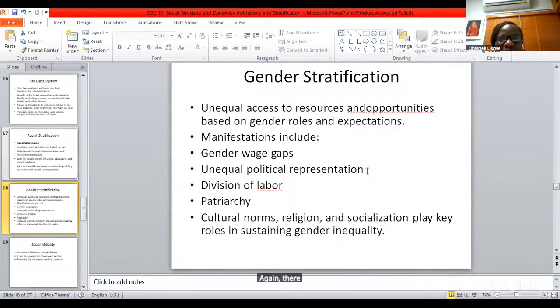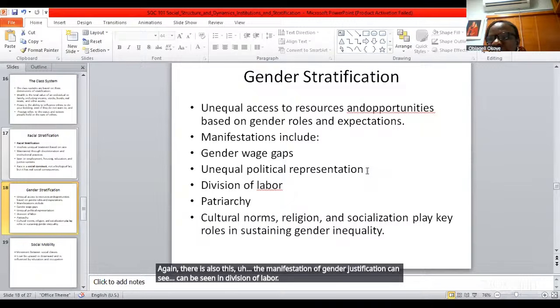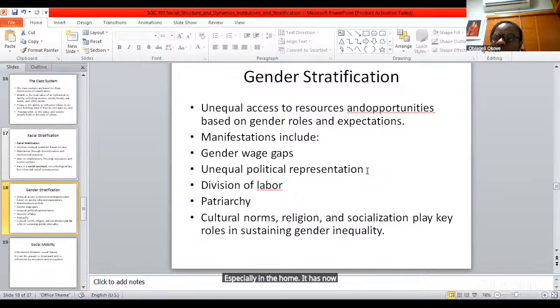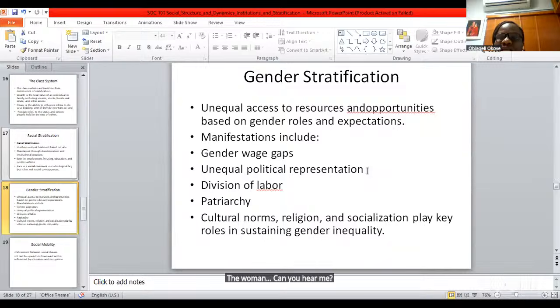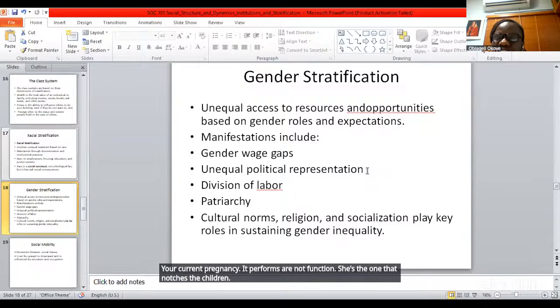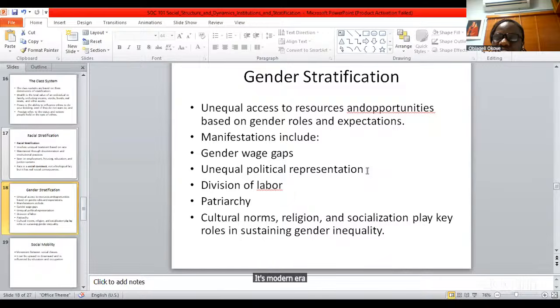Again, gender stratification can also be seen in the division of labor, especially in the homes. It has now become more difficult, especially in this modern era. The woman takes care of reproduction. She performs her reproductive duties. She carries the pregnancy. She performs her nurturing function. She's the one that nurtures the children. And in this modern era, she also helps provide for the family.